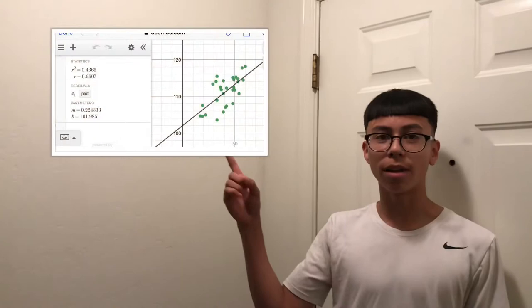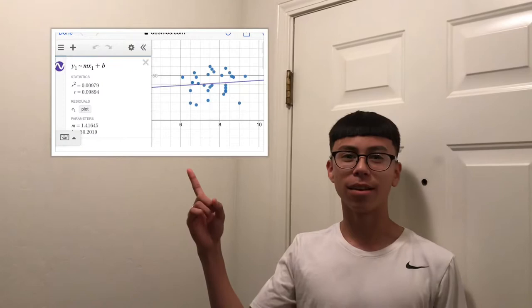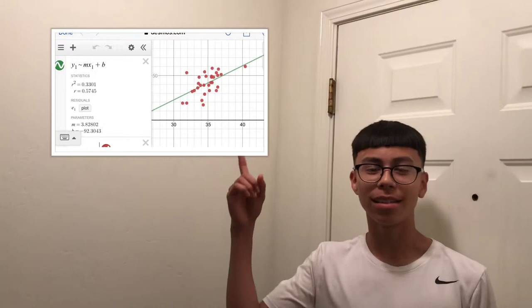To find the R value, we used the equation y equals mx sub 1 plus b. According to the regression graph, these are the R values. As you can see from the graph shown above, the R value for assists is 0.49. As you can see from this graph, the R value for points is 0.66. As you can see from this graph, the R value for steals is 0.09. And last but not least, from this graph, you can see that the R value for rebounds is 0.57.